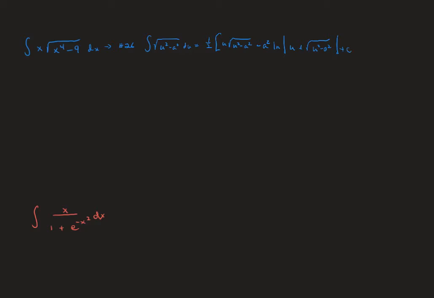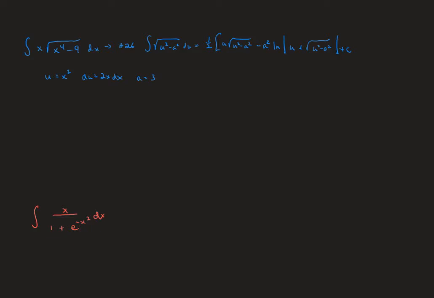So in our scheme here, our u is going to be x squared because we want the u squared to give us that x to the fourth. That means our du is going to be 2x dx, and the a in our case is going to be 3 because we want a squared to be that 9.